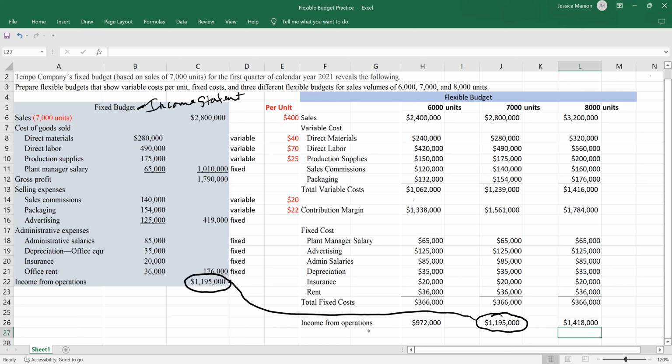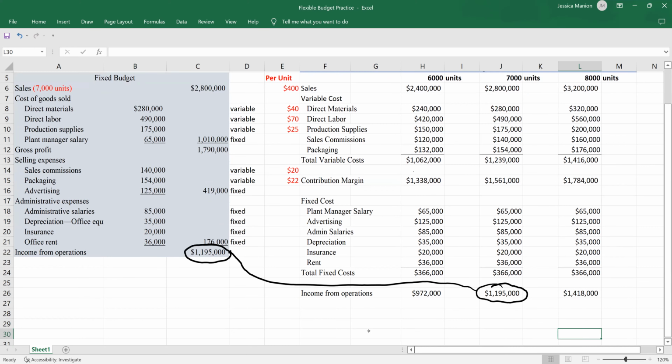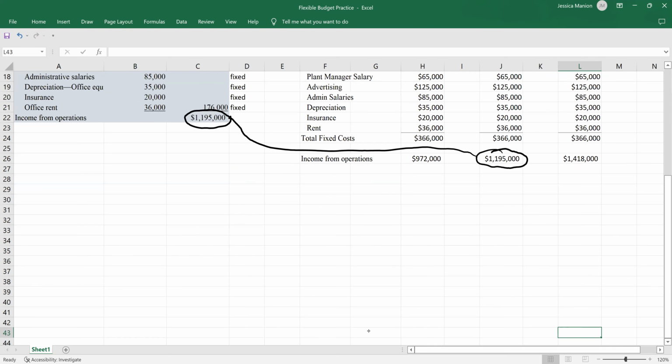So the fixed budget is organized like a multi-step income statement, whereas the flexible budget, we're using the same numbers. As we can see, we came up with the same result at 7,000 units, but we're organizing it differently. We're separating the variable cost and the fixed cost. And we're preparing it not just for one level of activity, but for multiple levels of activity. So that's the benefit of the flexible budget. And we're going to see this formula more as we continue through our textbook.